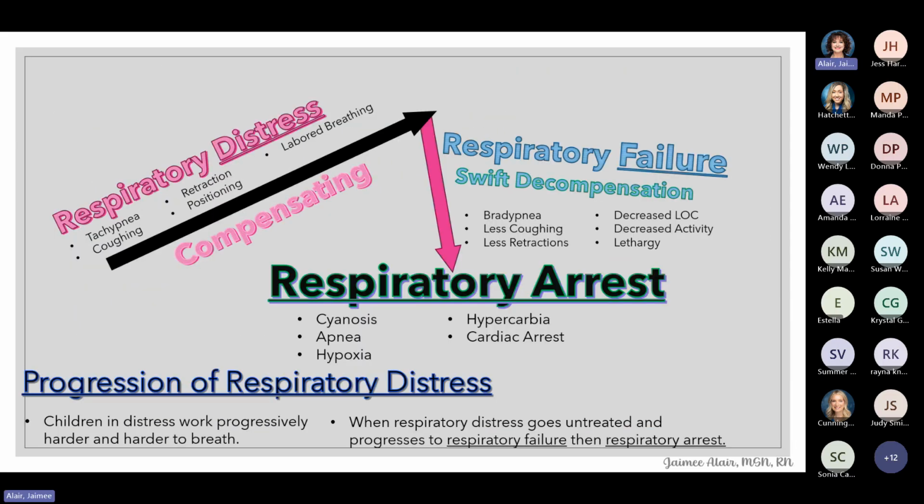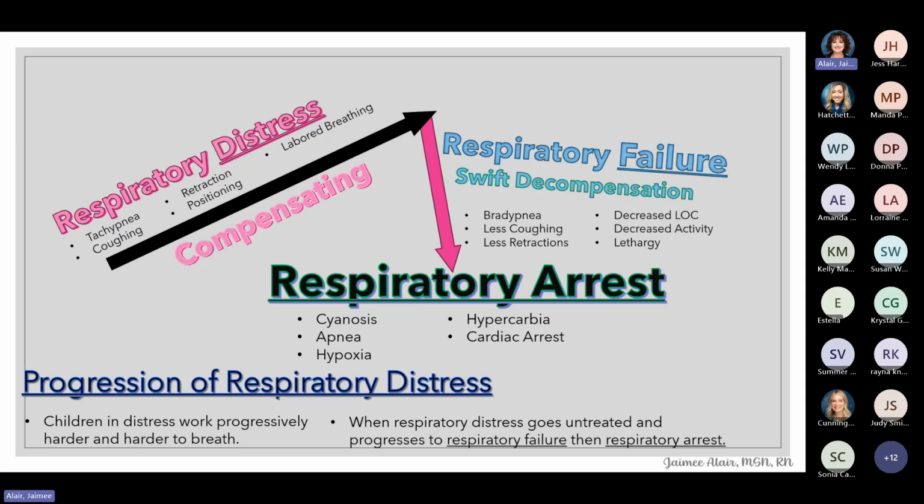I like this diagram because it talks about respiratory distress and respiratory failure. When the patient is in distress, they're tachypneic, they're coughing, they're retracting, they're assuming those tripoding positions or other positions, and they're labored, they're compensating. And for some reason, kids compensate until they just crash out. That's why the black line is so long: they're going to compensate for a long time. Then they're going to get here, and if we don't intervene immediately and get them taken care of, they're going to move swiftly into respiratory failure, and it's going to be a swift, rapid decompensation.